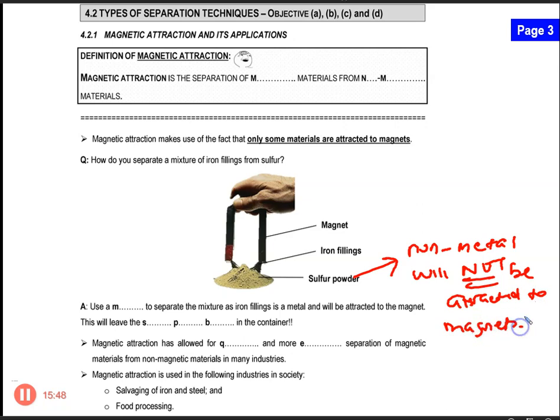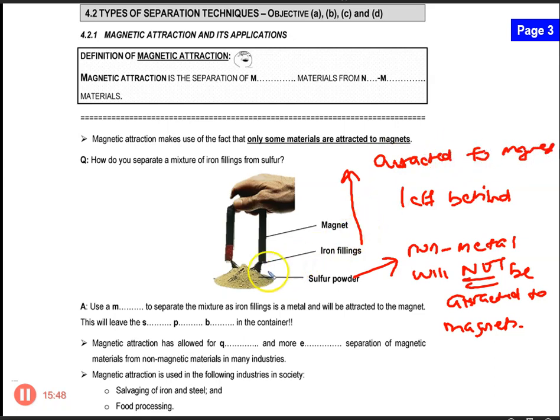And since it will not be attracted to magnets, it will be left behind, but all your iron filings will be attracted to the magnet. And since all your iron filings will be attracted to the magnet here, you are basically separating iron from sulfur. So this is quite a useful method if you have a metal and a non-metal mixture.